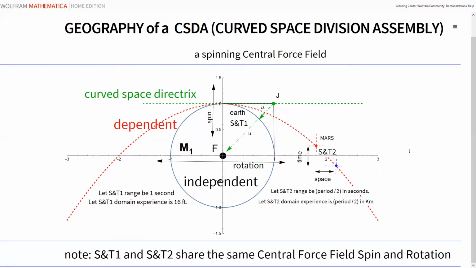In this CSDA construction, SNT1 is a uniform acceleration space-time square for Earth, with a range of 1 second and a domain experience of 16 feet. SNT2 is orbit parameters of Mars with a range of period over 2 in seconds: how long to orbit from aphelion to perihelion on the period time curve. And the domain of period over 2 in kilometers, meter of space from the most remote part of the orbit to the closest approach to the sun.